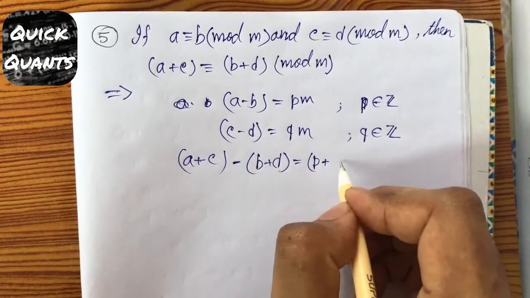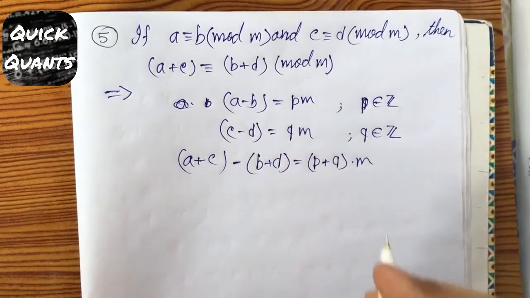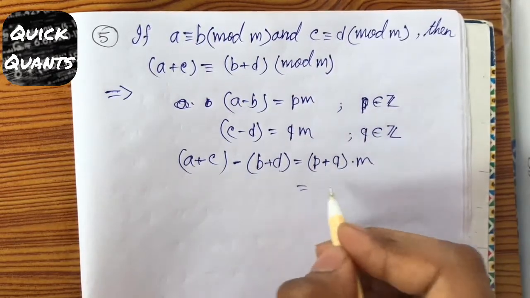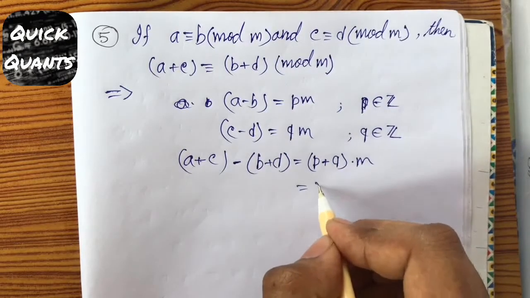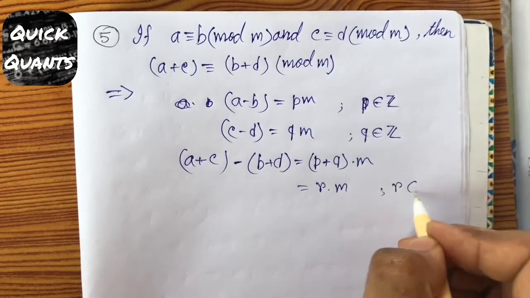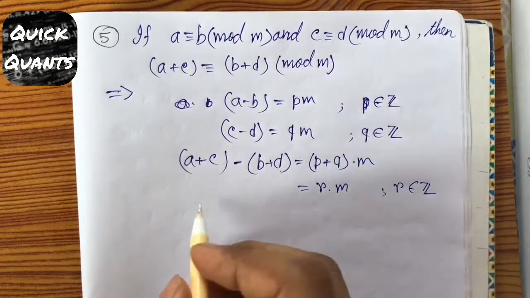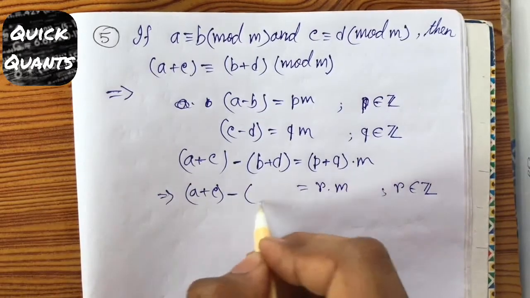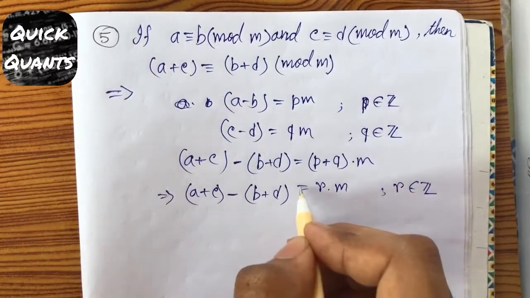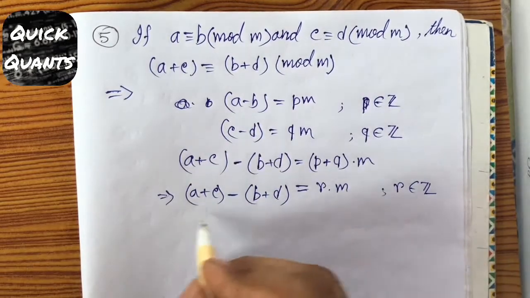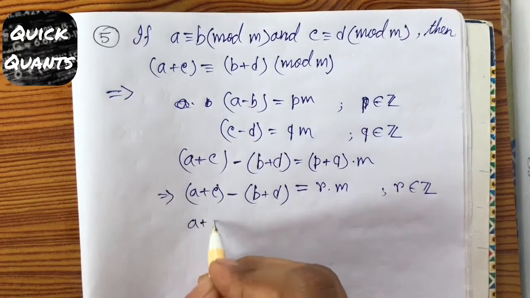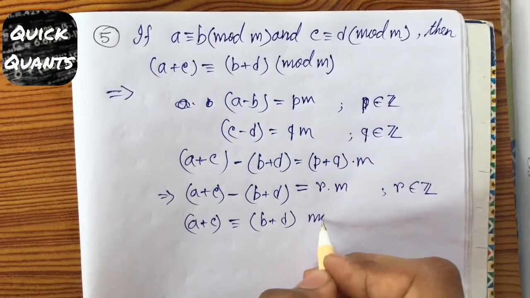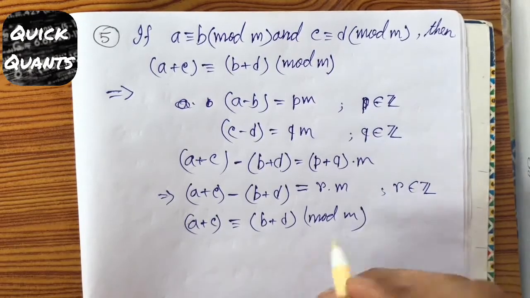We will get A plus C minus B plus D equals P plus Q into M. Now P is an integer, Q is an integer, so P plus Q is also an integer. We can write this as R into M, where R is an integer. So what we are getting here is an integer equals an integer into M. So we can write this as A plus C congruent to B plus D mod M by the definition of congruence modulo.